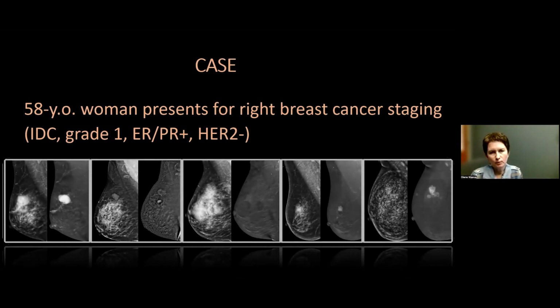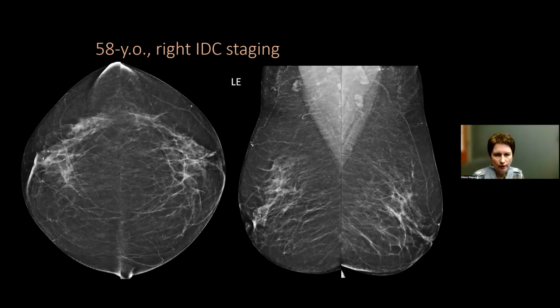This 58-year-old woman presents for a right breast cancer staging. Her known cancer is invasive ductal, grade 1, ER/PR positive, HER2 negative. These are her low energy images. She has scattered fibroglandular densities. And on the right, we see a mass or focal asymmetry with a clip and a nipple inversion.